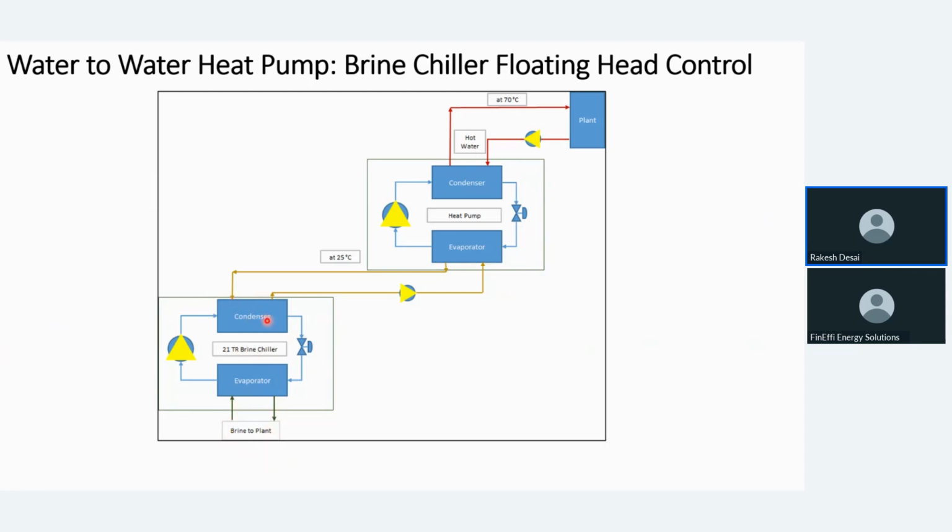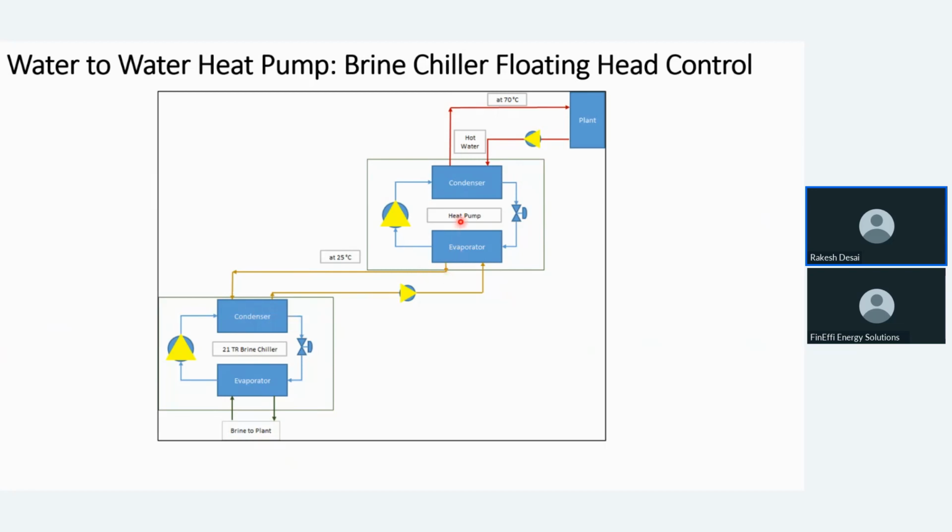On the condenser side, instead of connecting the cooling water, we suggested to install a heat pump. And the evaporator side of the heat pump is to be connected to the condenser side of the chiller. And the condenser of the heat pump will be connected to the plant wherein the hot water is required. So in the evaporator side, 25 degrees centigrade water will enter the condenser of the 21 TR brine chiller and it will then keep on circulating, thereby maintaining the constant condensing pressure in the 21 TR brine chiller.